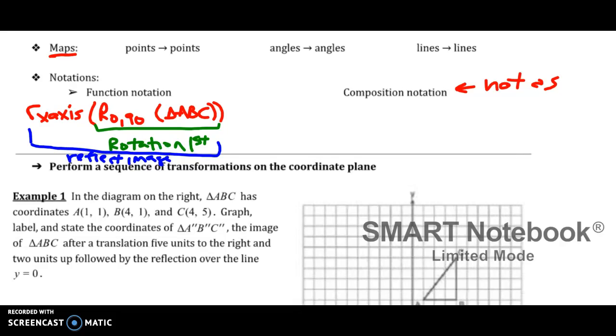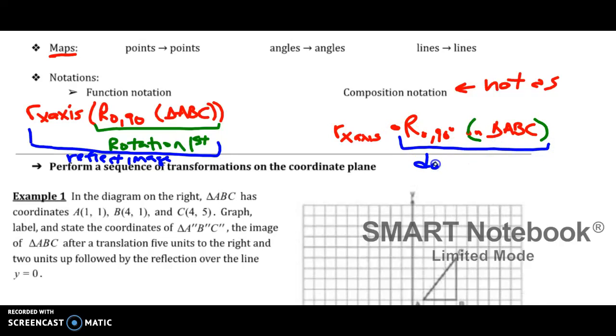So what's another way that this could be presented to you? That could be a reflection over the x-axis composed with a rotation of 90 degrees on a triangle ABC. Right? You could put parentheses around that as well, like this. So again, we would do this first, and then we would do this on the image from the rotation.